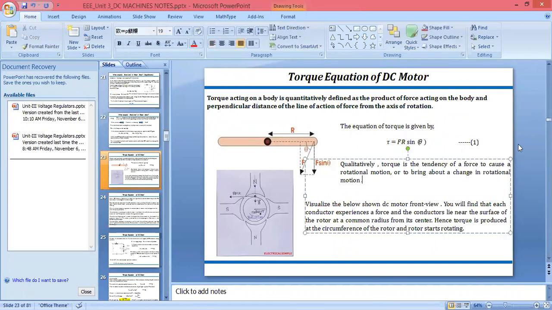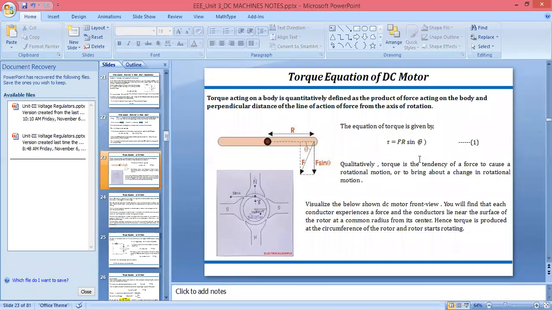You guys can see here we will get the torque equation as F into R into sin theta, and theta is nothing but the angle of the force with respect to the radius, and the radius r is nothing but the perpendicular distance of the line of action of the force from the armature winding. So here we can calculate torque, that will be F into R into sine theta.